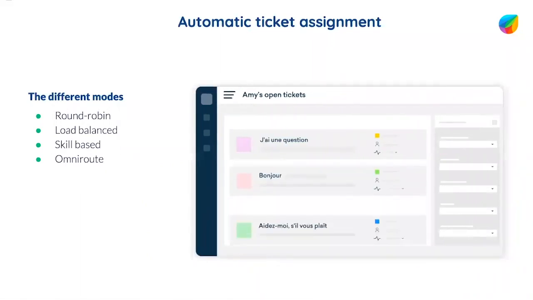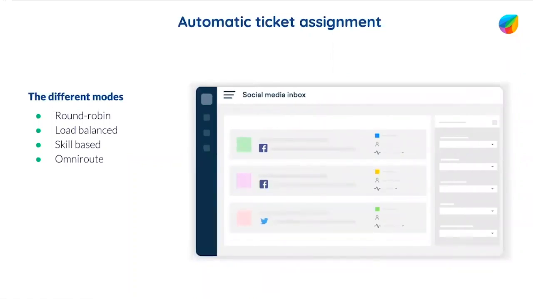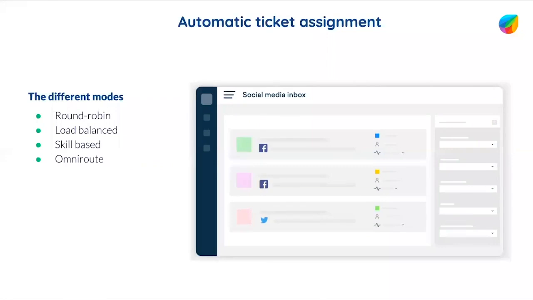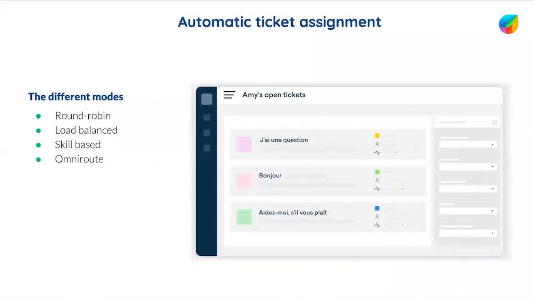Now, the best thing about automatic ticket assignment is it first assigns the ticket to the right people, and because you can create inbox views for different people in your team, all they'll have to do is come into work, open their inbox, and they'll have the list of tickets that they need to work on at the ready.